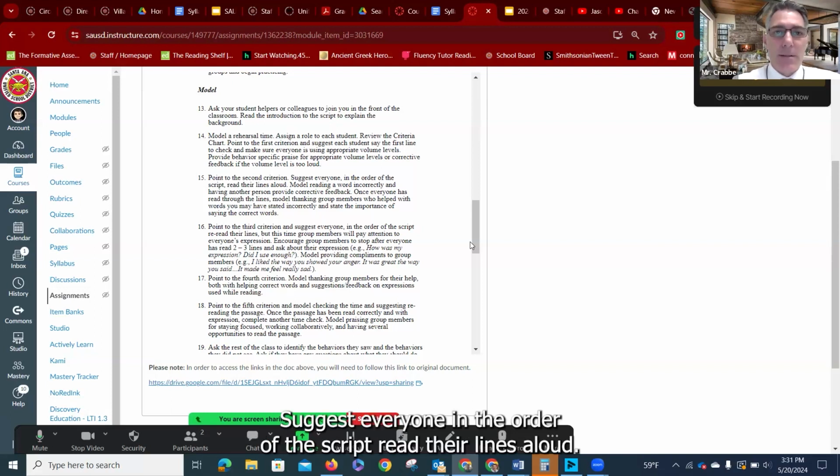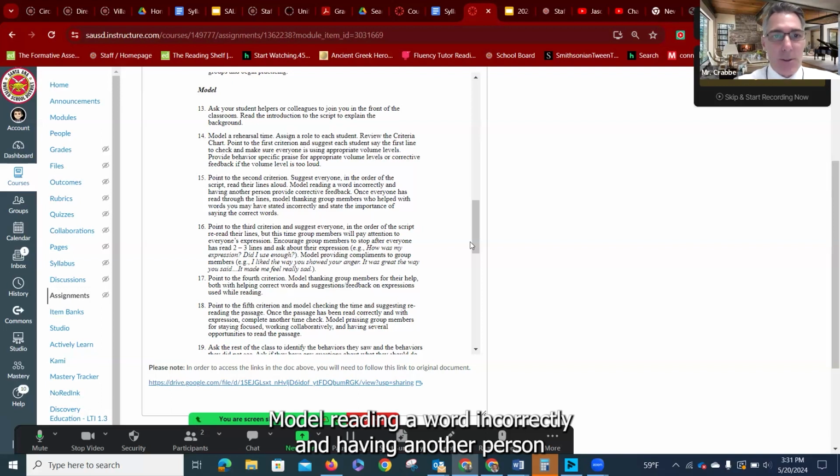Point to the second criteria. Suggest everyone, in the order of the script, read their lines aloud. Model reading a word incorrectly and having another person provide corrective feedback. Once everyone has read through the lines, model thanking group members who helped with words you may have stated incorrectly and state the importance of saying the correct words.